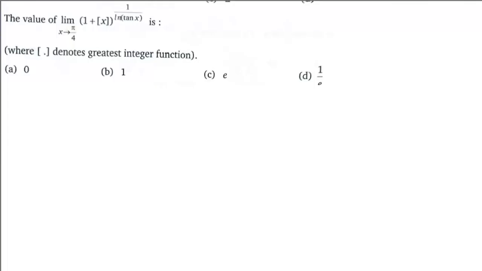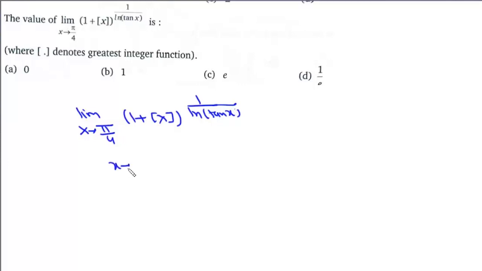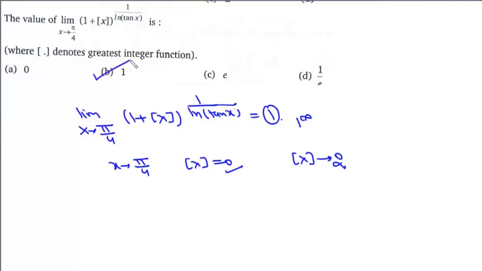Now here the question is, we need to find the value of this limit: limit x tends to pi by 4 of 1 plus the greatest integer function of x, to the power 1 upon log 10x. Now in this case we must know that when x approaches pi by 4, the greatest integer function of x is 0. Now this greatest integer function takes exact values. It cannot take limiting values. So this form is not of the form 1 to the power infinity. So this limit is just going to be 1, and that's your option B.